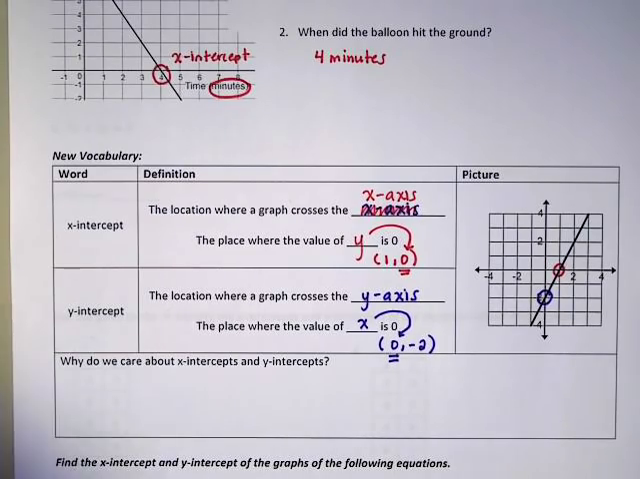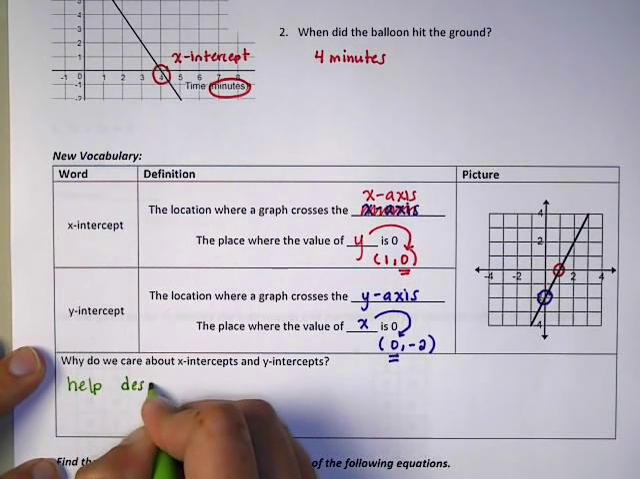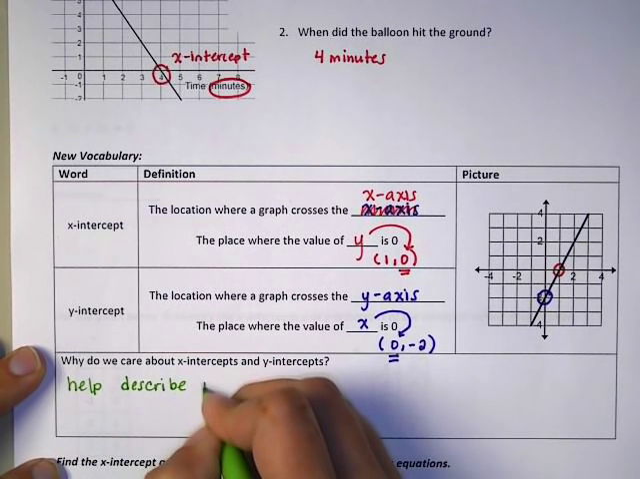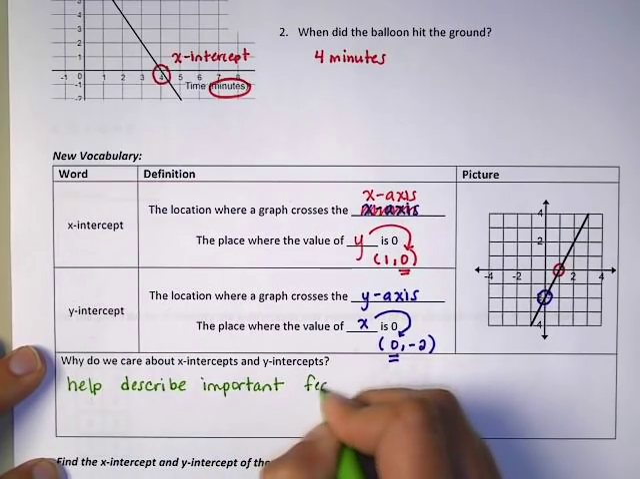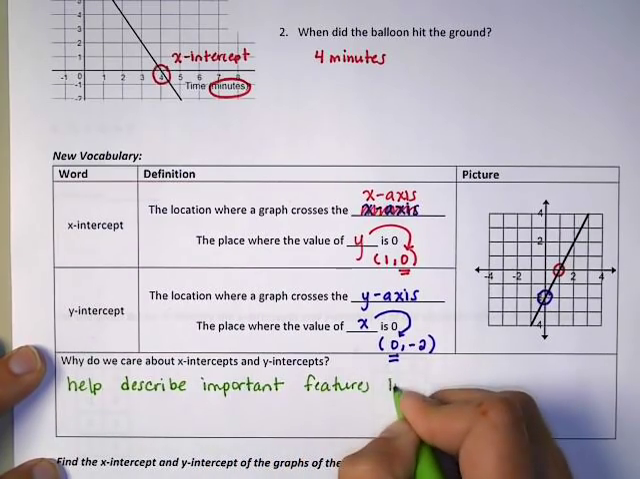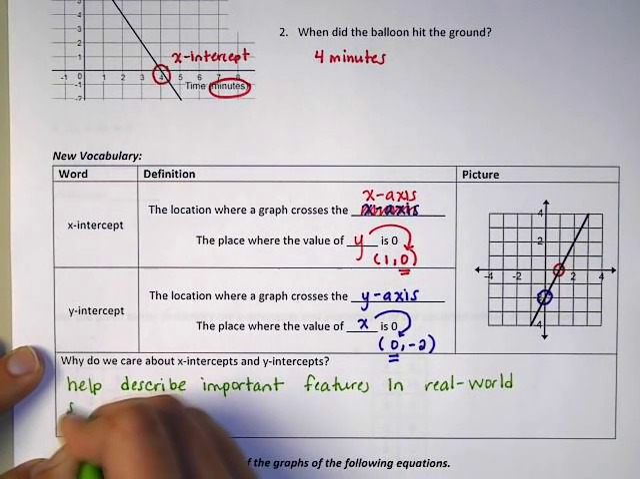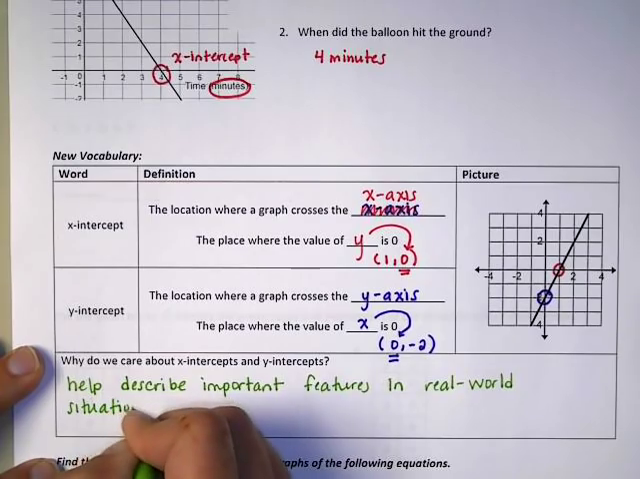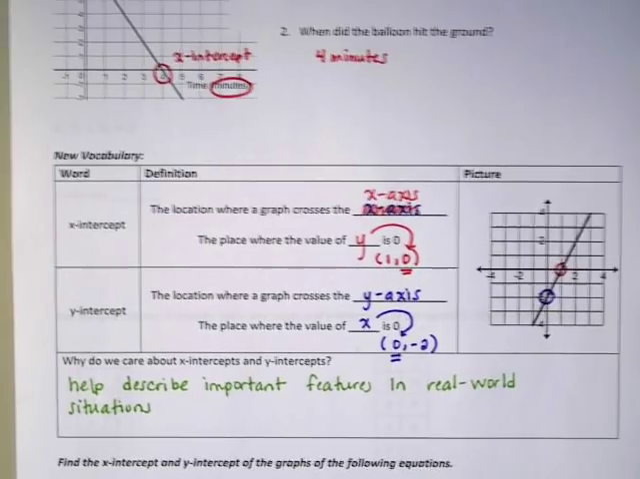We care about x and y-intercepts because they usually help us describe important features in real-world situations. For example, it might help us determine how high was a balloon or where did it land. So let's practice looking at some graphs and finding the x and y intercepts.